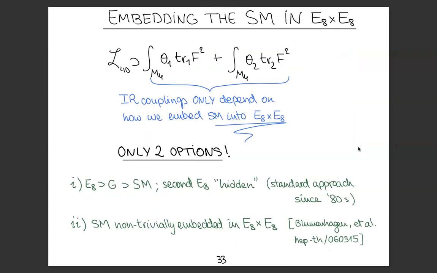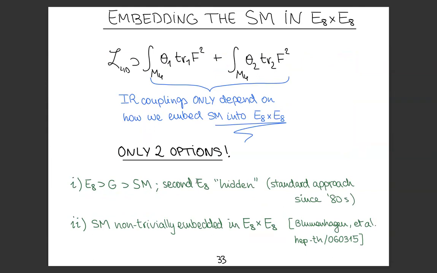This is crucial because, as I said, what this is suggesting is that the IR couplings well below the compactification scale are just going to depend on how you take the SU(3)×SU(2)×U(1) gauge symmetry of the standard model and you embed it into the 10-dimensional gauge group. And now, instead of a huge, broad range of possibilities, we only have two options.